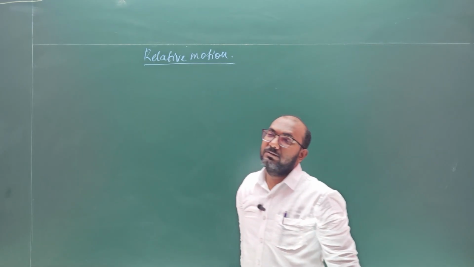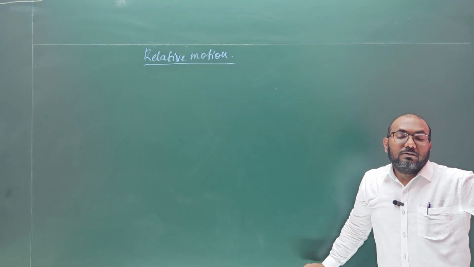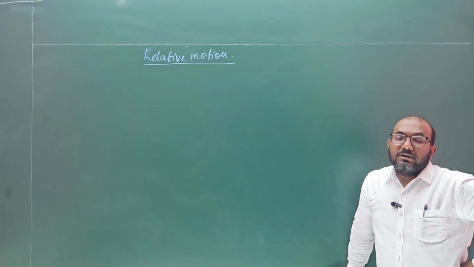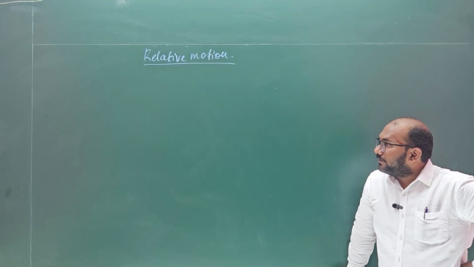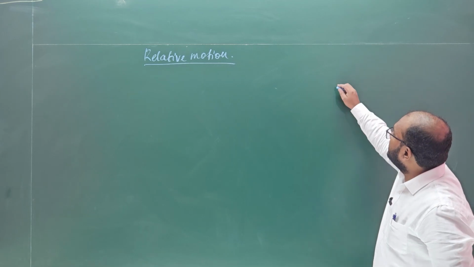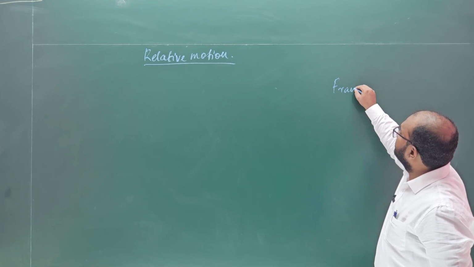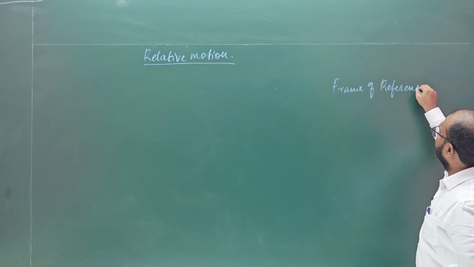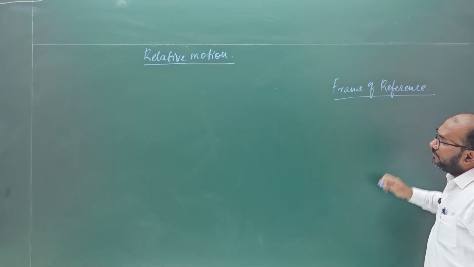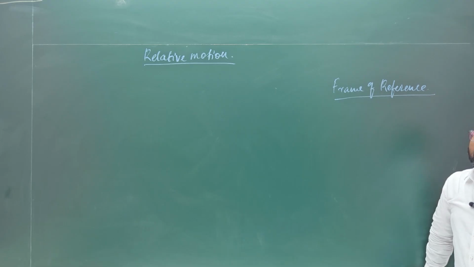Okay, now listen to me. To understand relative motion, we need to understand first frame of reference. So what is frame of reference generally? Frame of reference is nothing but where the object is and from where the observer is watching that object.